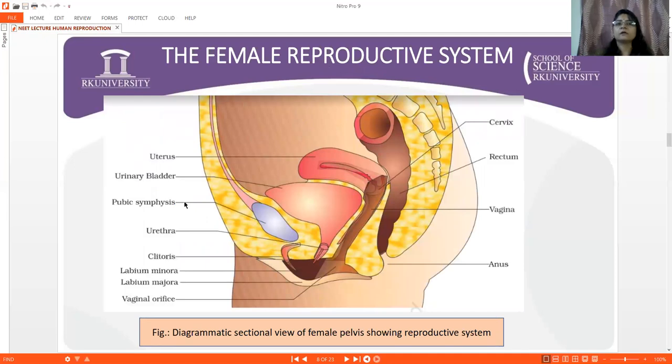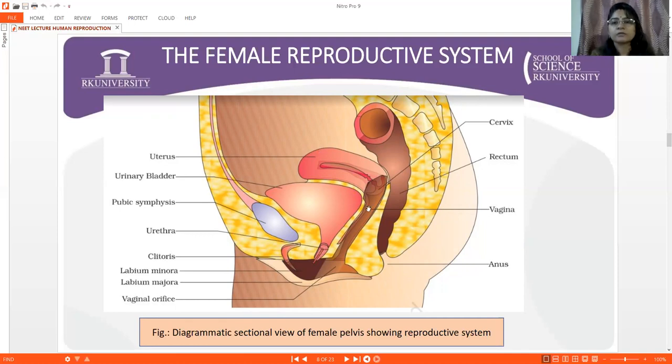Okay, now I'll deal with the female reproductive system. This female reproductive system consists of a pair of ovaries along with a pair of oviducts, uterus, cervix, vagina, and the external genitalia, which is located at the pelvic region. These parts of the system, along with a pair of mammary glands, are integrated structurally and functionally to support the process of ovulation, fertilization, pregnancy, birth, and child care. So I'll deal with this one by one.